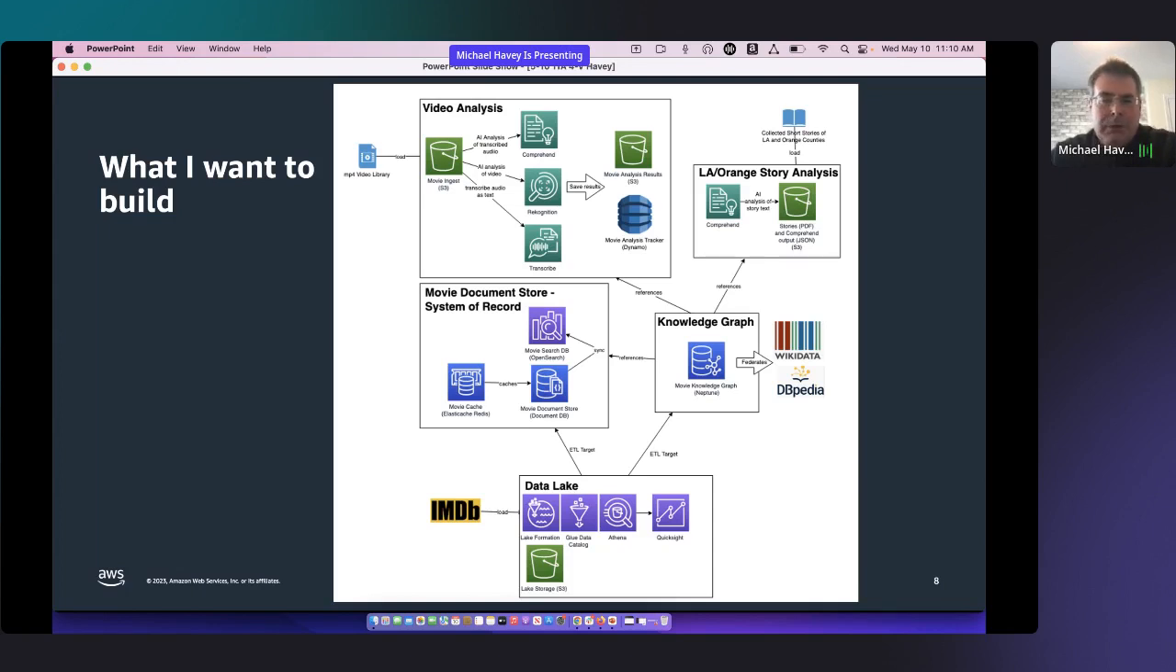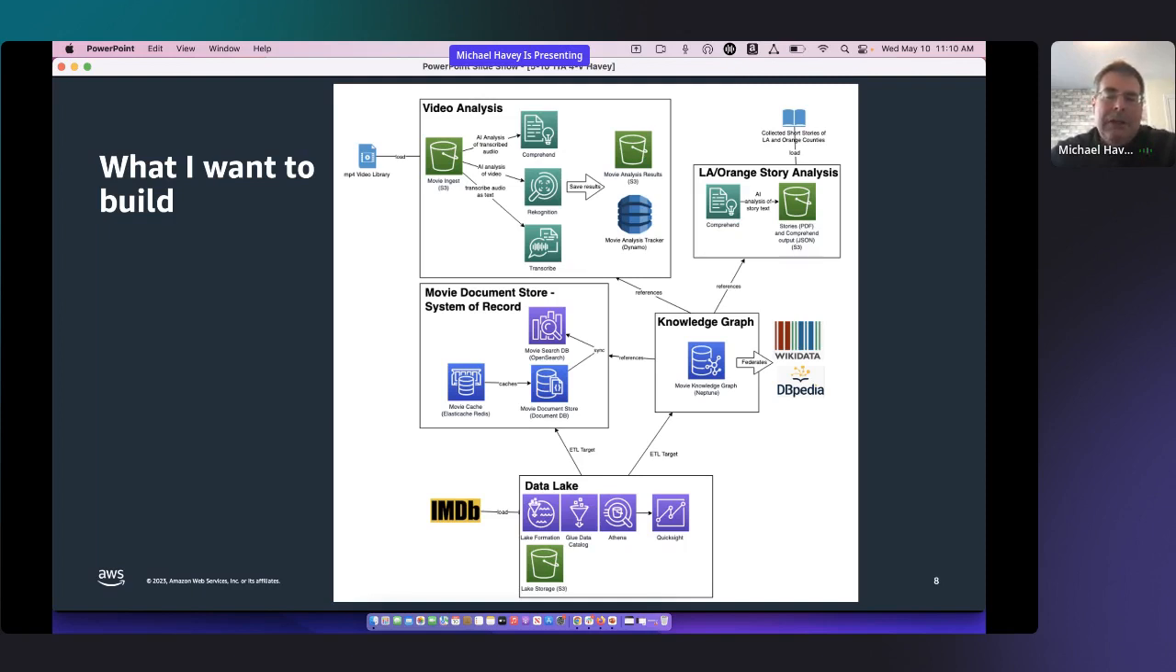Data lakes are becoming pretty popular. So I may want to have the ability to do analytics on my data in a data lake. And so I might leverage AWS services like Lake Formation, Glue, and Athena. I may use a dashboard like QuickSight to slice and dice the data.